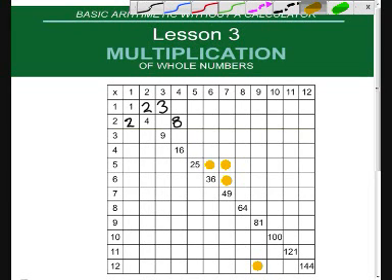When you've finished with your highlighter, go ahead and get a pen and a calculator and fill in the rest of your table. So for example, the 5 times the 6 would be 30. And so forth. Go ahead and fill in the whole table.